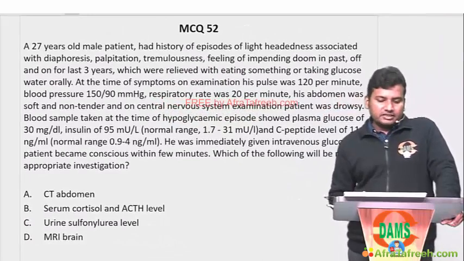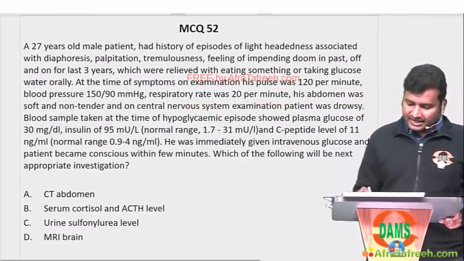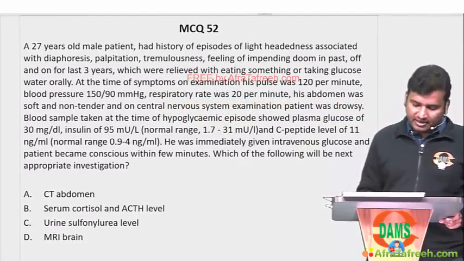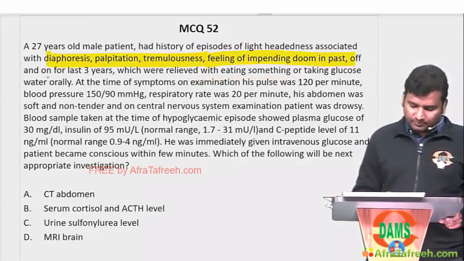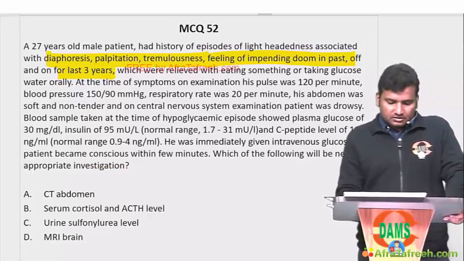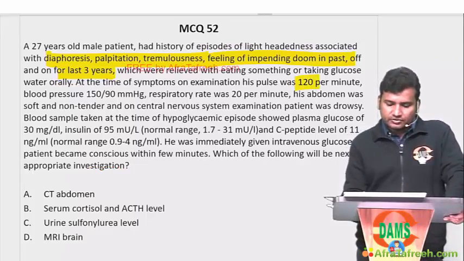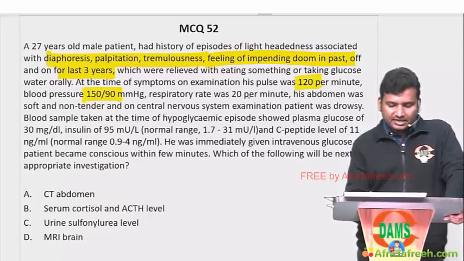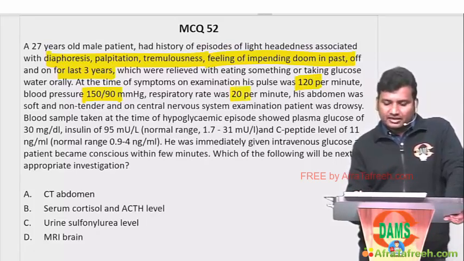A 27-year-old male patient had a history of episodes of lightheadedness associated with diaphoresis, palpitations, tremors, feeling of impending doom on and off for the last 3 years, which were relieved with eating something or taking glucose. At the time of symptoms on examination, his pulse was 120, BP 150/90, increase in heart rate, increase in BP, respiratory rate is also increased.